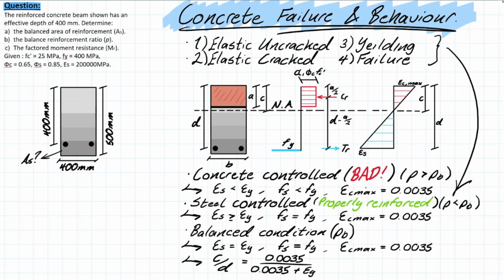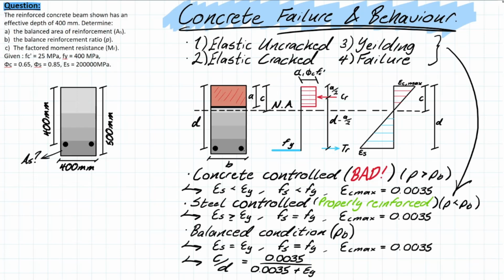Concrete control is the opposite pretty much. You have too much steel now, meaning that you're not going to exceed the yielding strain inside of your steel or the yield stress, and your concrete is going to give out first. All of it's going to be crushed.